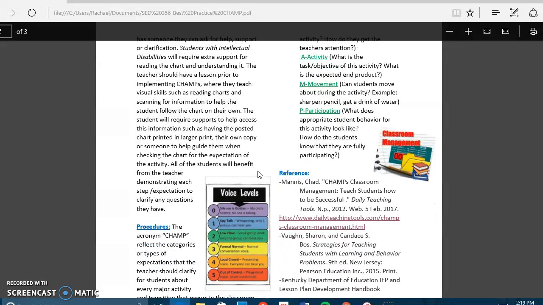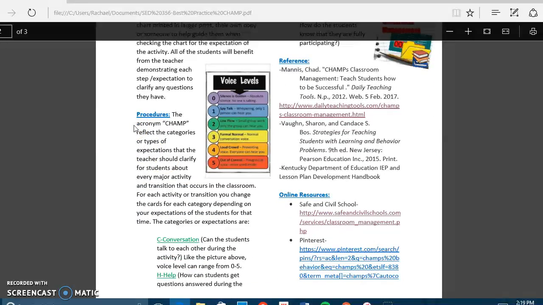The student will require supports to help access this information, so you might want your poster printed in larger print, easy to see, no weird patterns in the background, anything like that. Some students might even need their own copy to keep with them, that way they can reflect back to it at different points in the day. All your students are going to benefit from the teacher demonstrating each step and expectations. That way you can clarify any questions that they may have.